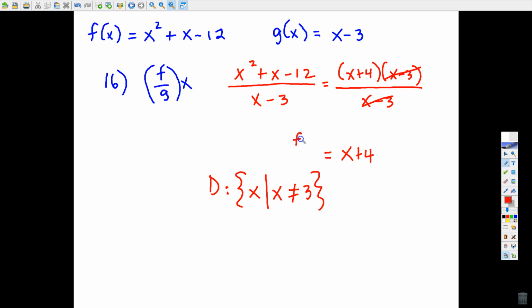Alright, so it's a two-part answer here. The f divided by g of x is x plus 4. And then we'll call our domain all x such that x cannot be 3.